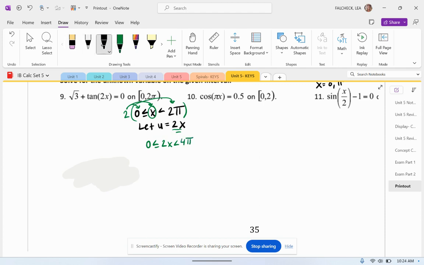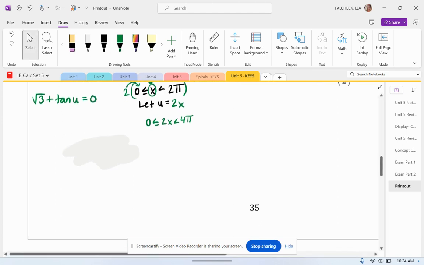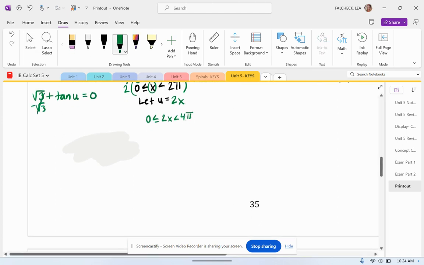Okay, so this is our new interval for the u substitution. I'm going to make him green also, just so you can see exactly what's happening here. Okay, so now I have the square root of 3 plus the tangent of u is equal to 0. And I'm just going to solve it.